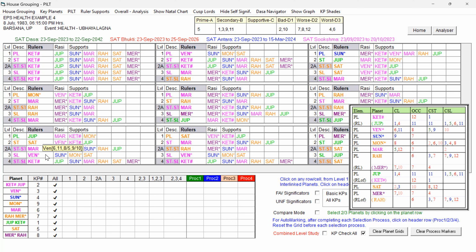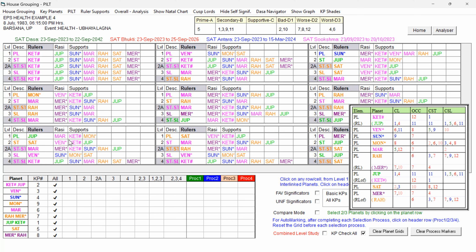And the sublord planet Venus is the 6th lord occupying the 8th house and the 11th lord, with 5 and 9. So it is a mixed significator. That Venus has the Moon and Saturn in its support. So the unfavorable key planets Moon and Mars are influencing the 6th lord. So the 6th lord planet Venus is becoming unfavorable because of the supports. Saturn is weak. I mean, it is giving trouble, and the Lagna lord has the Moon in supports.